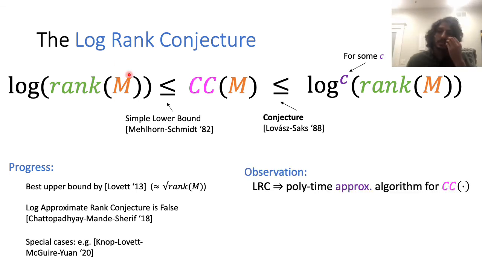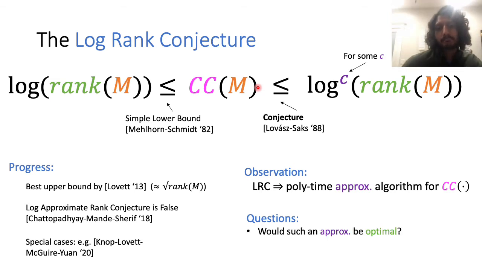And the relevance of this to this line of work is the following. If the log rank conjecture is true, then that actually gives you a polynomial time approximation algorithm for communication complexity. In particular, to estimate communication complexity, you could just look at the matrix, take its rank, take the log of the rank, and boom, there you get an approximation algorithm for communication complexity. And that raises the question. In fact, it raises two questions.